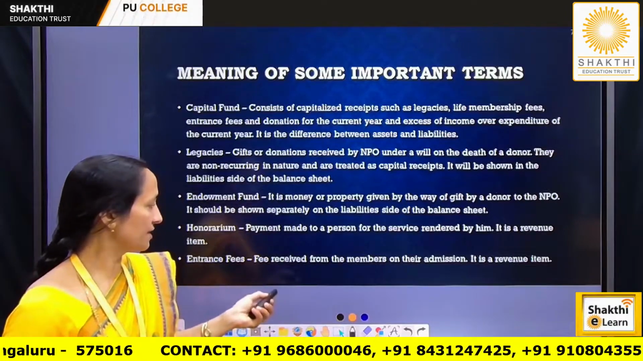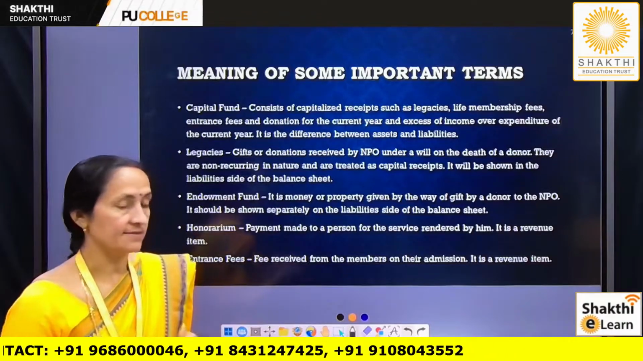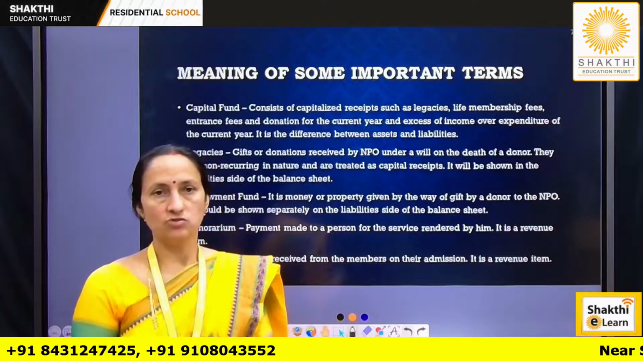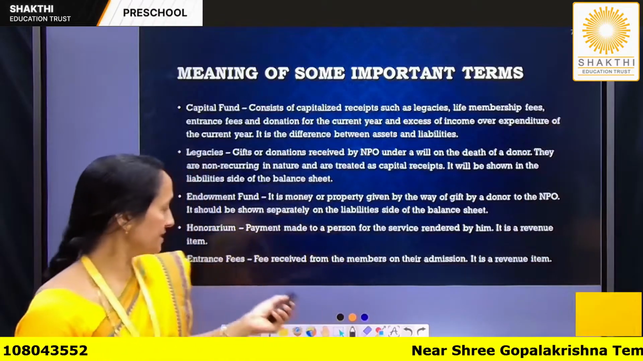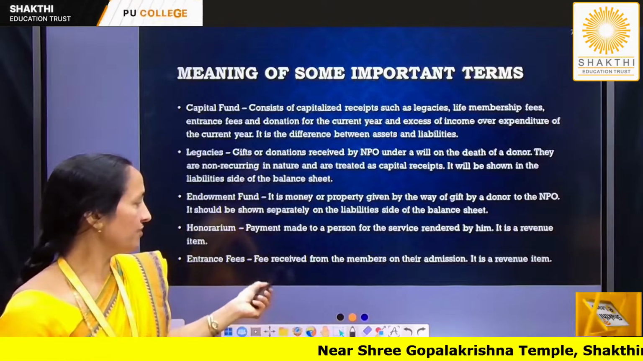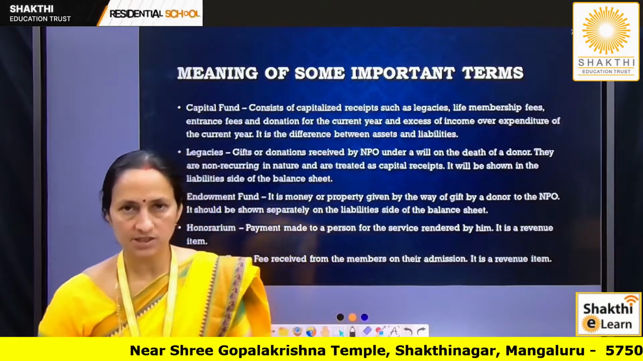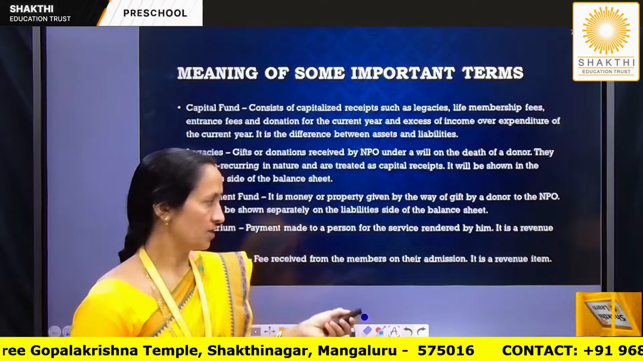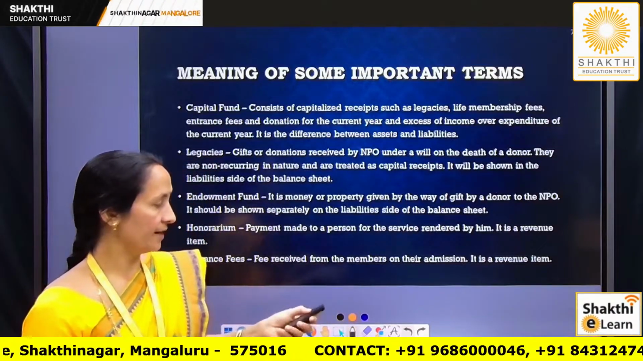So entrance fees. This also you can remember very easily with the help of the name. Entrance, admission fee. Whenever a new member joins, he has to pay. For an NPO, members regularly will join, right? That is why it is revenue in nature. Fees received from members on admission. Whenever new members are joining, they have to pay admission fees and then subscription. So admission fees is a revenue item. This is also called admission fee and entrance fee.